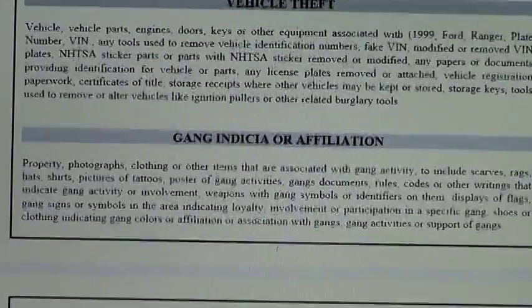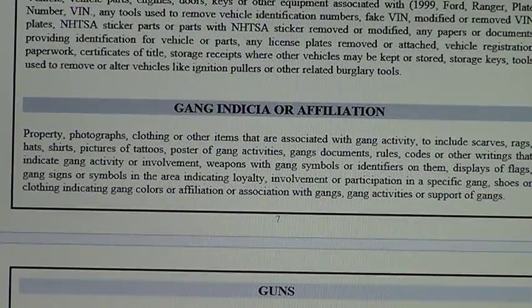If I'm doing a gang warrant, I want to look for gang indicia or affiliation. So I want to look for clothing, property, pictures associated with gang activity, including scarves, rags, hats, pictures, shirts, tattoos, posters, anything with gang symbols that identifies them as a particular gang, displays, flags with gang signs, symbols, etc. So that gets me anything that I'm looking for with gangs.